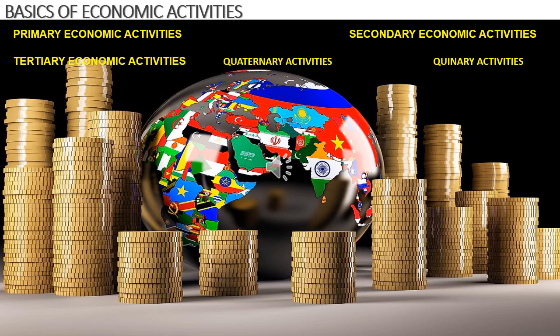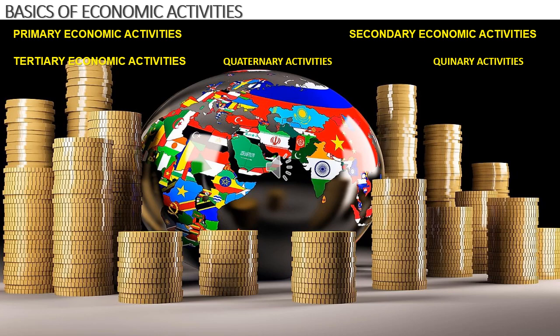So, the basics of economic activity. Economic activities are classified into 5 types. Primary economic activity, for example raw cotton production. Then secondary economic activities, industries like a spinning mill. Then tertiary economic activities, for example trade and transport. Then quaternary activities, that is the banking sector. Then the fifth one, quinary activities, for example the judiciary sector. We will discuss them one by one.